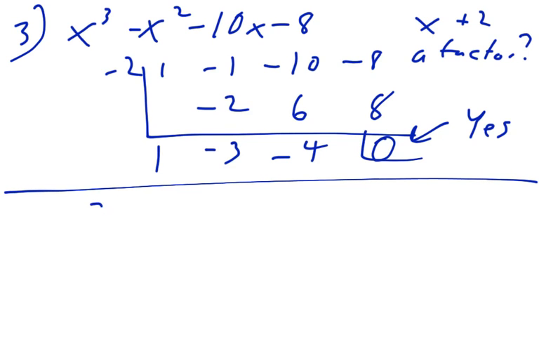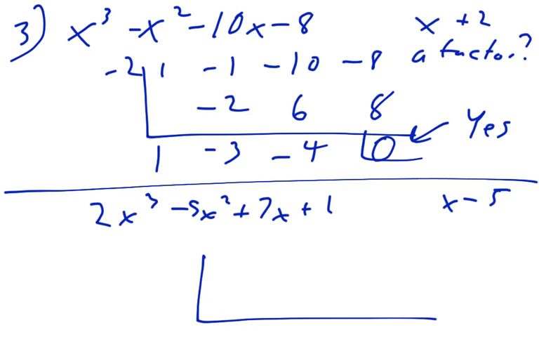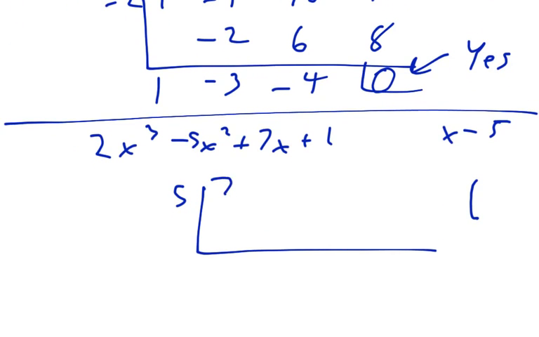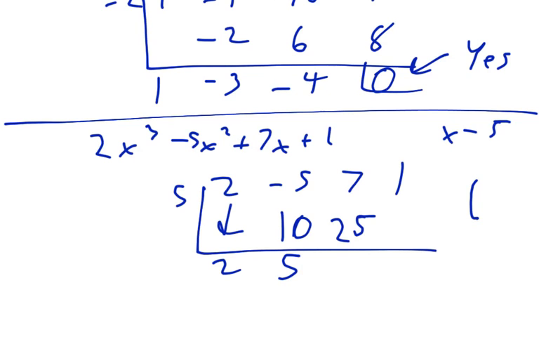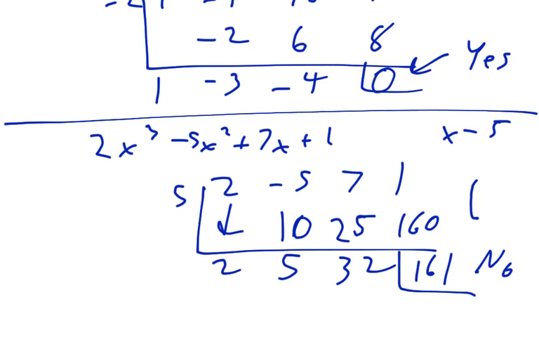In part B, we have 2x cubed minus 5x squared plus 7x plus 1. And we want to know if x minus 5 is a factor. So I'm going to put the 5 there. 2, -5, 7, and 1. 2 times 5 is 10. Negative 5 plus 10 is 5. 25, 32. 32 times 5 is 160. So 161. So the answer is no, this is not a factor.